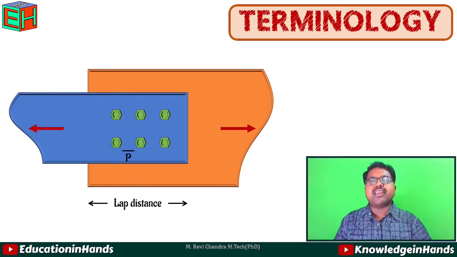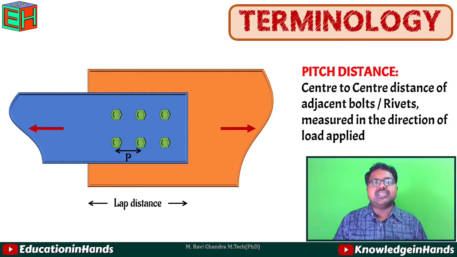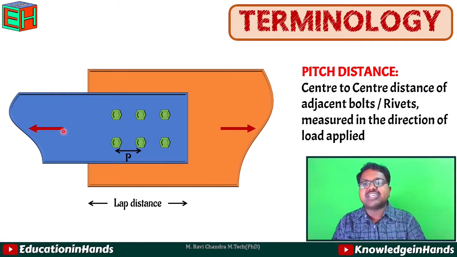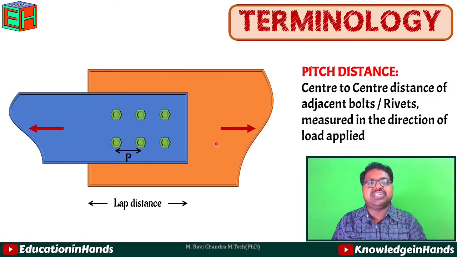Then the next one is pitch distance, which is nothing but P. If you see the terminology, pitch distance is the center to center distance of adjacent bolts or rivets measured in the direction of load applied. So if we consider application of load in these directions, then the center to center distance between the two bolts is called pitch distance.